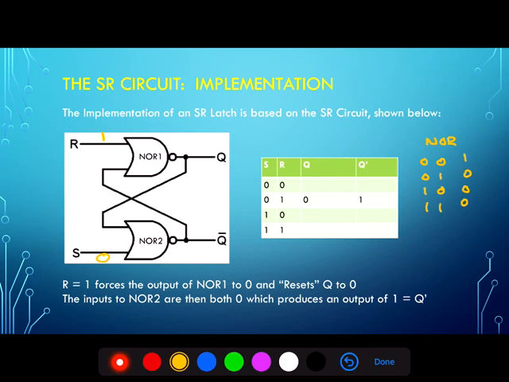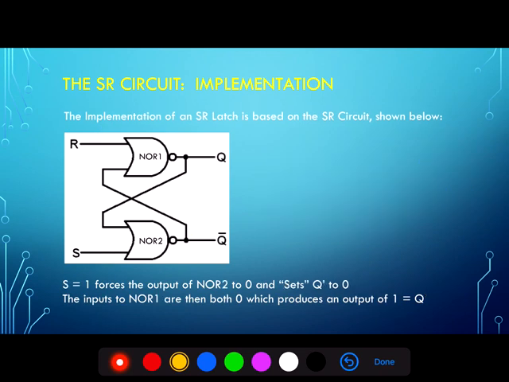So in the case of the NOR gate with R equal to 1, R equals 1 forces the output to 0 because every possible input combination when one of the inputs is 1 results in an output of 0. Then we know that 0 NOR 0 will give us an output of 1. So we've proven here the reset condition, that when reset is equal to 1 and set is equal to 0, the output Q resets to 0 and Q naught is the inverse at a value of 1.